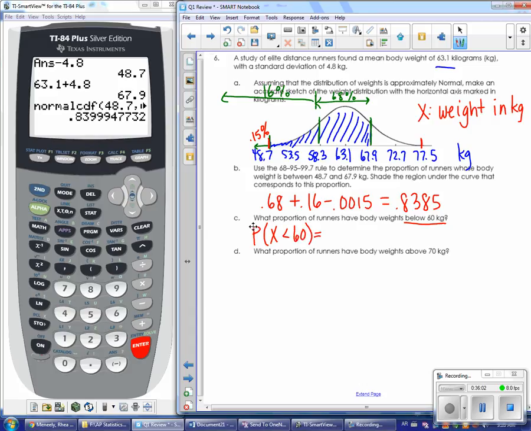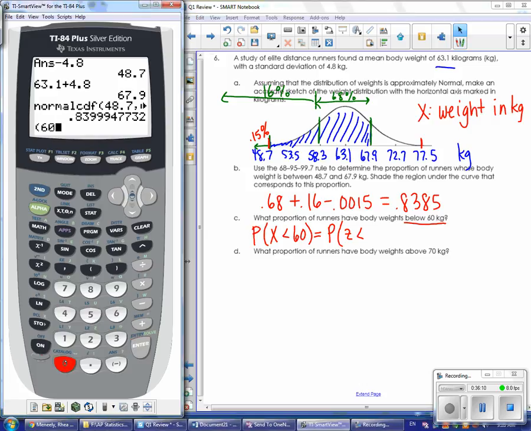I also need to compute my z-score. And so I know it's an extra step, but on these free response questions, you need to make sure that you're doing it correctly. So I'm going to take 60 minus my mean of 63.1, and then I'm going to divide by my standard deviation of 4.8. And we get negative 0.6458.